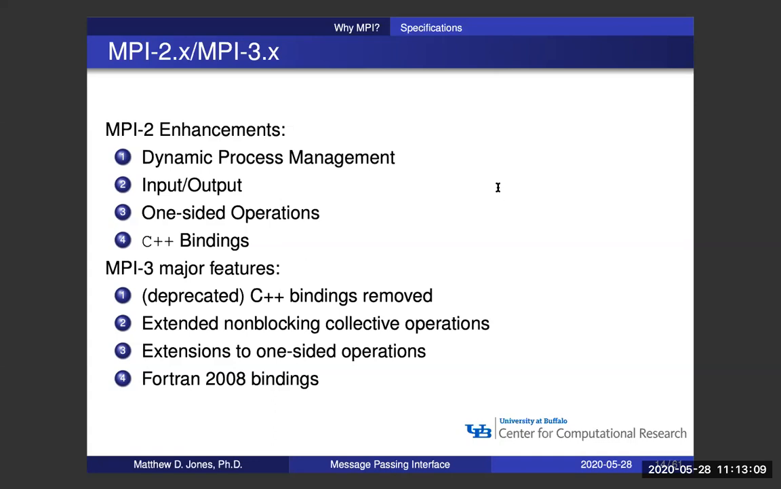MPI 3 then came out a few years after that and promptly took the C++ bindings away, mostly because nobody was actually using them. C++ programmers can just use the C bindings, which is what almost everybody ended up doing because the C++ bindings didn't add a whole lot of functionality, or actually almost no functionality on top of that. So they deprecated those and everybody just uses the C bindings these days to make it a little easier to maintain. And then they added a few other additions to MPI 3.